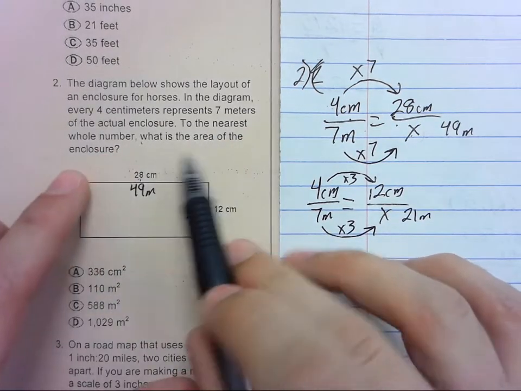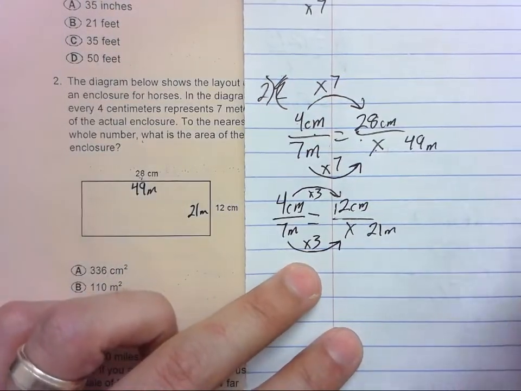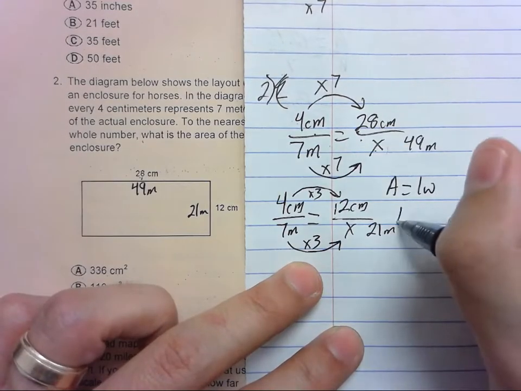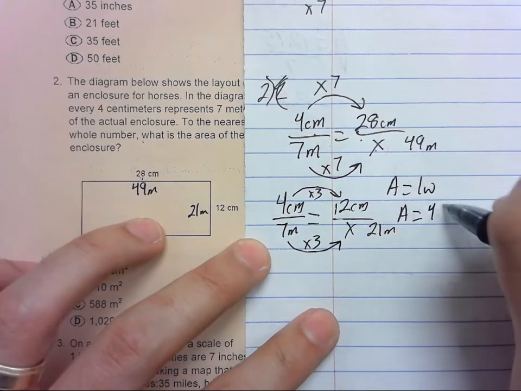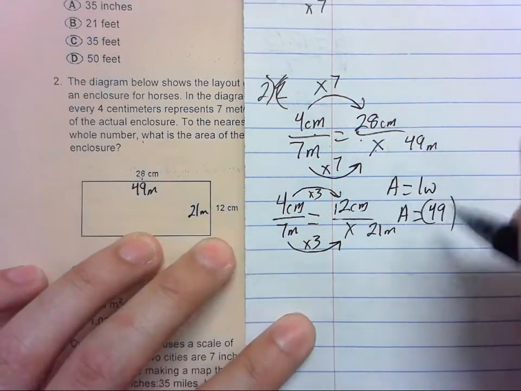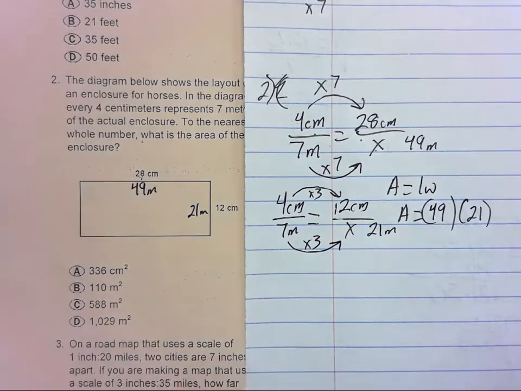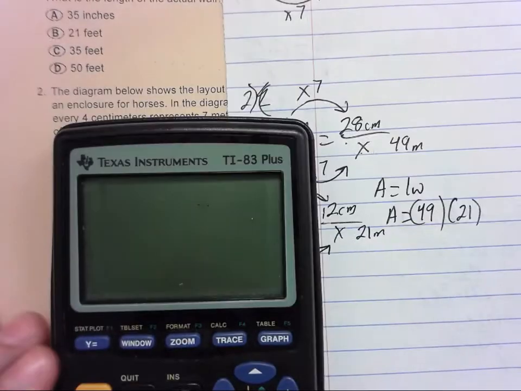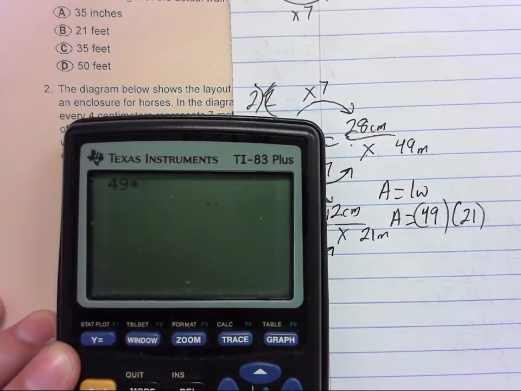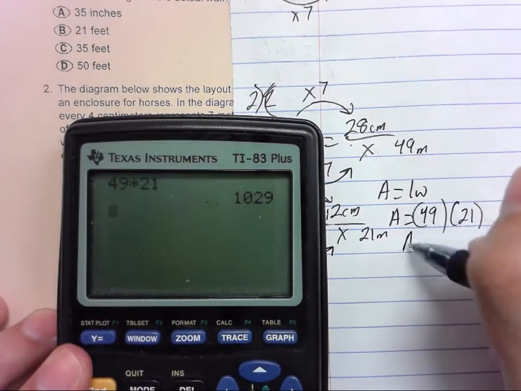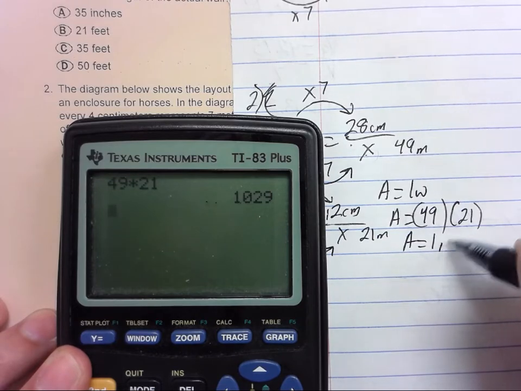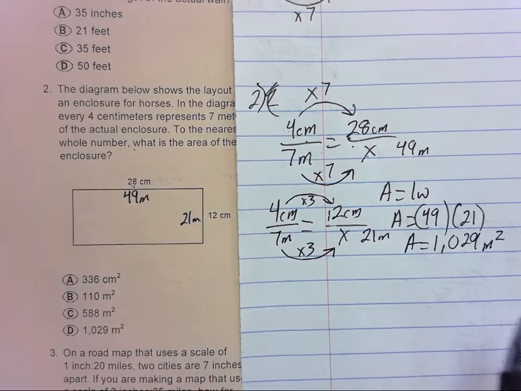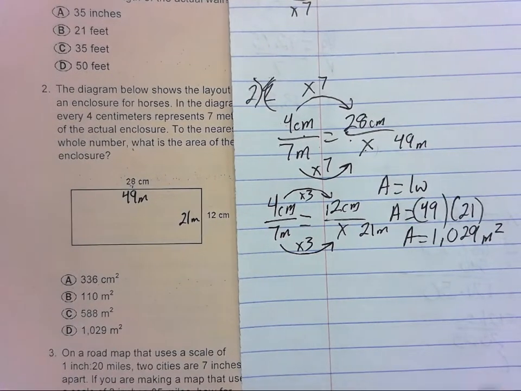And now we want the area. So area equals length times width. Area equals 49, the length, times the width, 21. So 49 times 21, and area is 1,029 square meters. The answer to 2 is D.